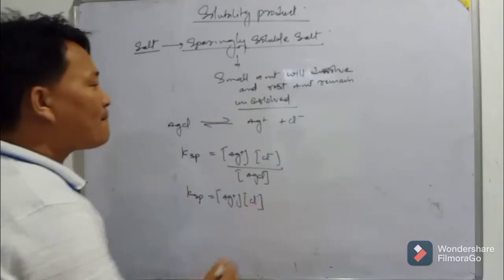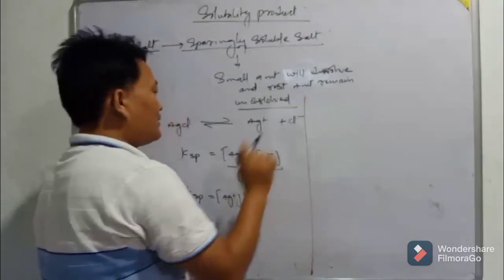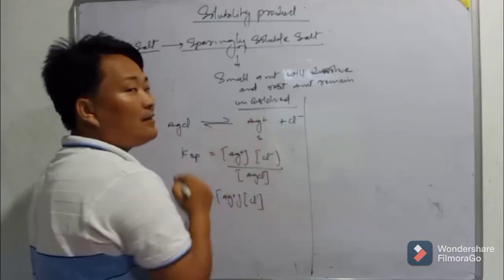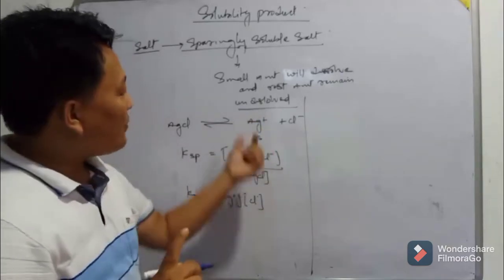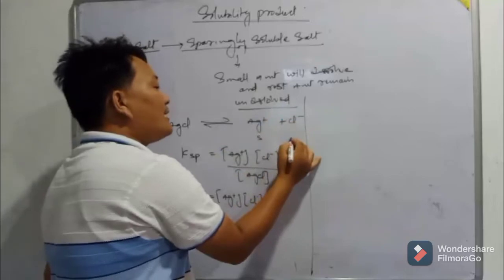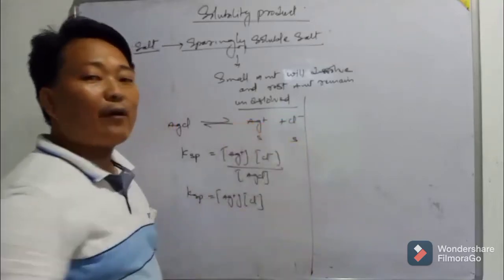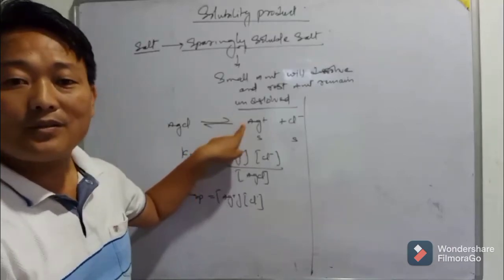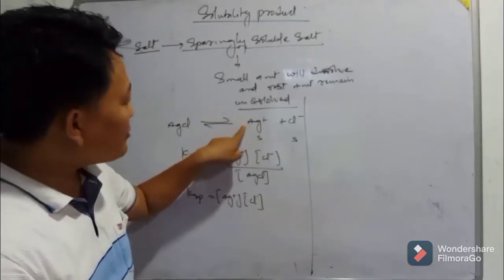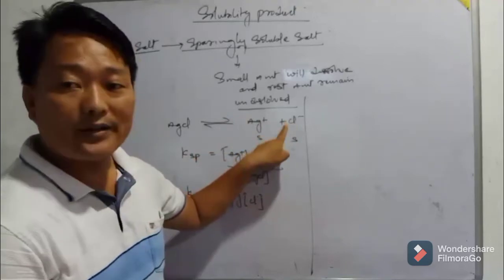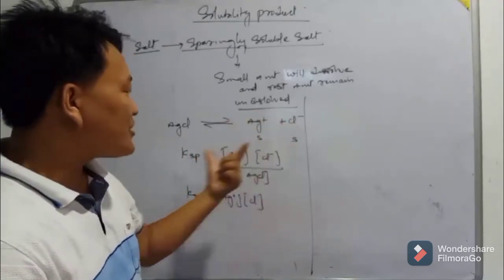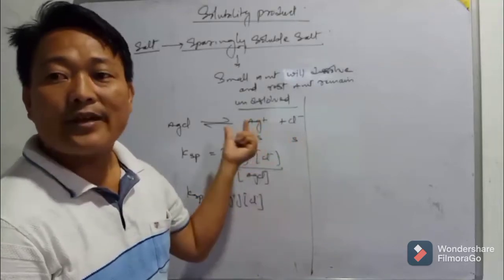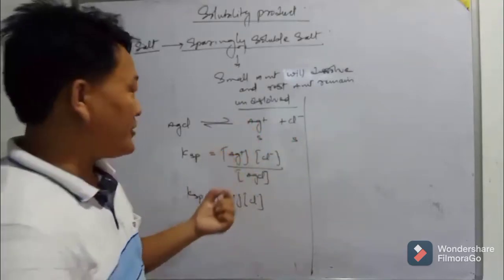For example, in this case, let S be the molar solubility of Ag plus, and Cl minus is also S, because both have a coefficient of 1 here. Here it is 1 and here it is also 1. In both cases the coefficient is 1, so this will be S and this will be S. And this S is the molar solubility.